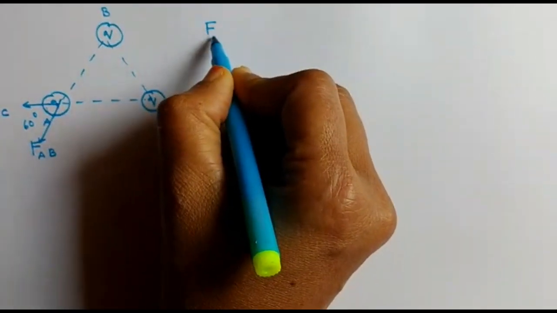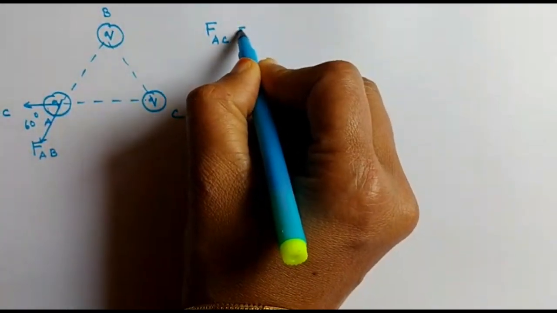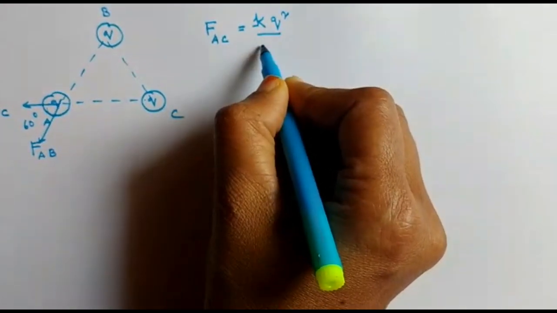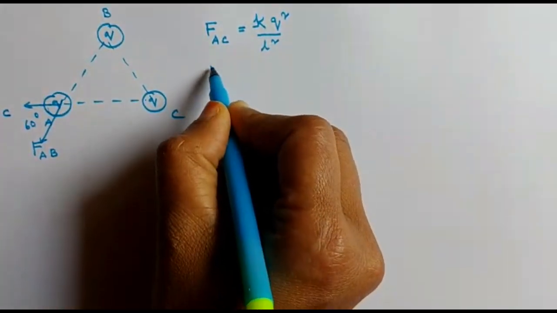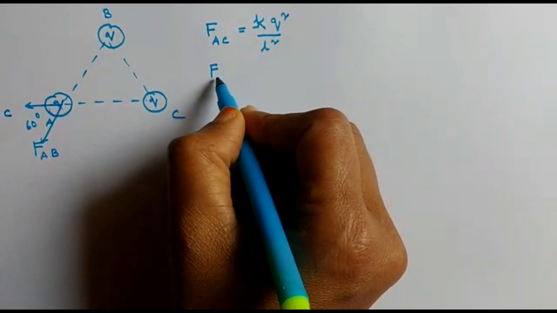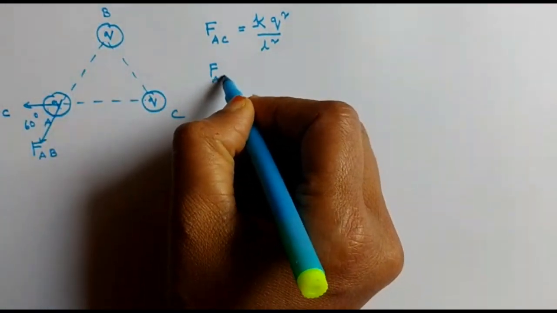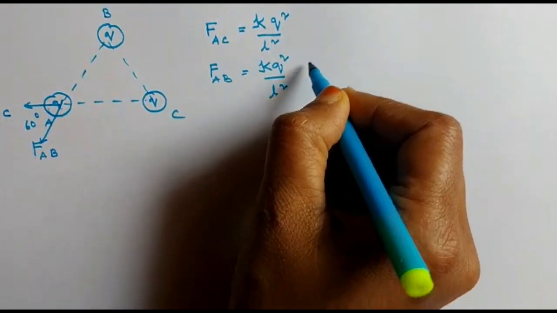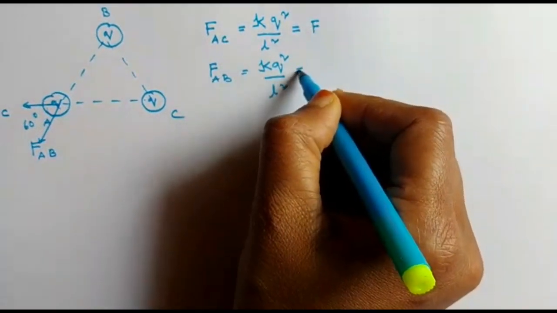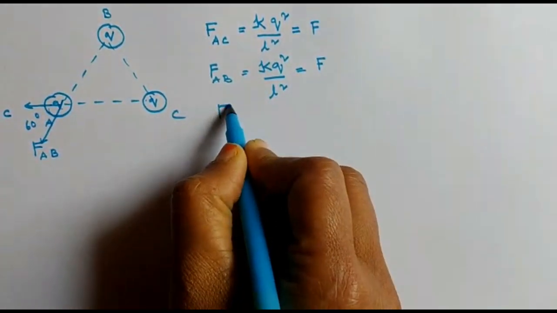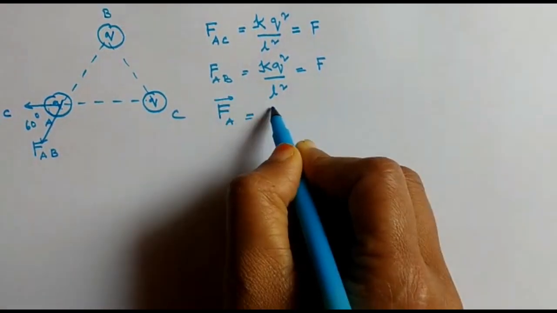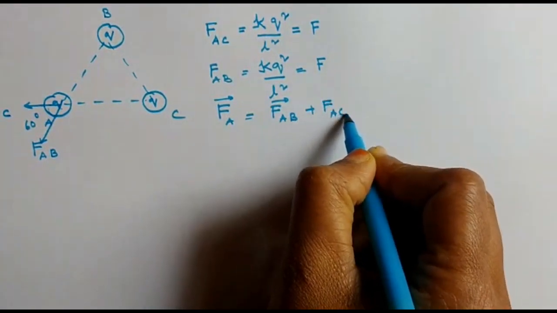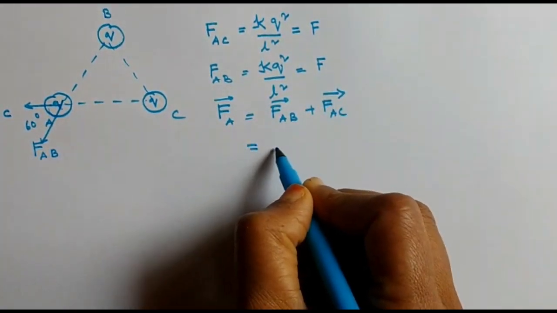First, find the magnitude of forces. Force between A and C is 1 by 4 pi epsilon naught, I am replacing it as K, Q into Q, divided by L square. Then the force between A and B will also have the same magnitude. So before applying the law, let us take this as F. This is also F. Now we need the net force acting on A, which is the vector sum of force on A due to B plus force on A due to C. As we know the angle, apply parallelogram law of vector addition.